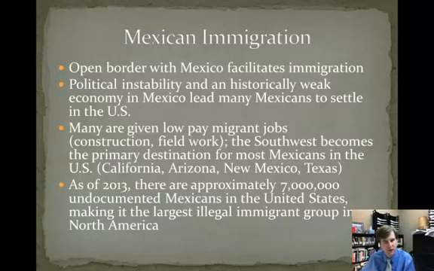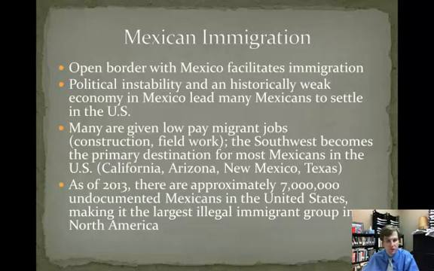What's really interesting about that is it's actually slowed down. As the American economy has slowed down, a lot of Mexicans have stopped coming into the United States because the jobs just aren't there. When the American economy is booming, that's when Mexican immigration is higher. When it's not, fewer people come into the United States. Many of these people are given low-pay migrant jobs in construction and field work, so the Southwest becomes the primary destination for most Mexicans, places like California, Arizona, New Mexico, and Texas. But not just that. You're starting to see large communities in places like Tennessee and other southern states. So it's not just along the Southwest anymore.